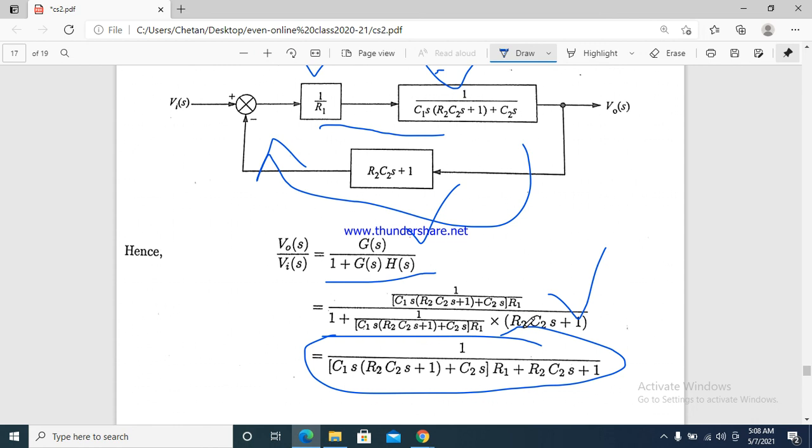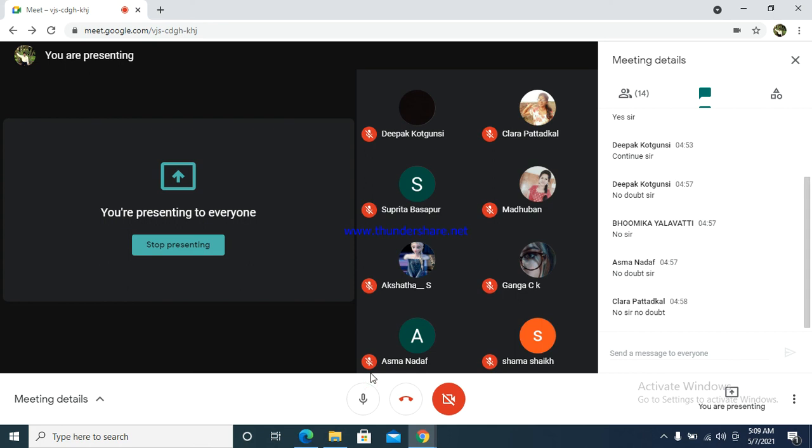I hope this problem is clear for all. Do you have any doubt in this? Is there any other doubt or problem in it? Do you have any doubt in this problem so that I can rectify this and move to the next problem? Okay, no doubt. Shama, is this problem clear? Okay, Shama. I'll move to the next problem.